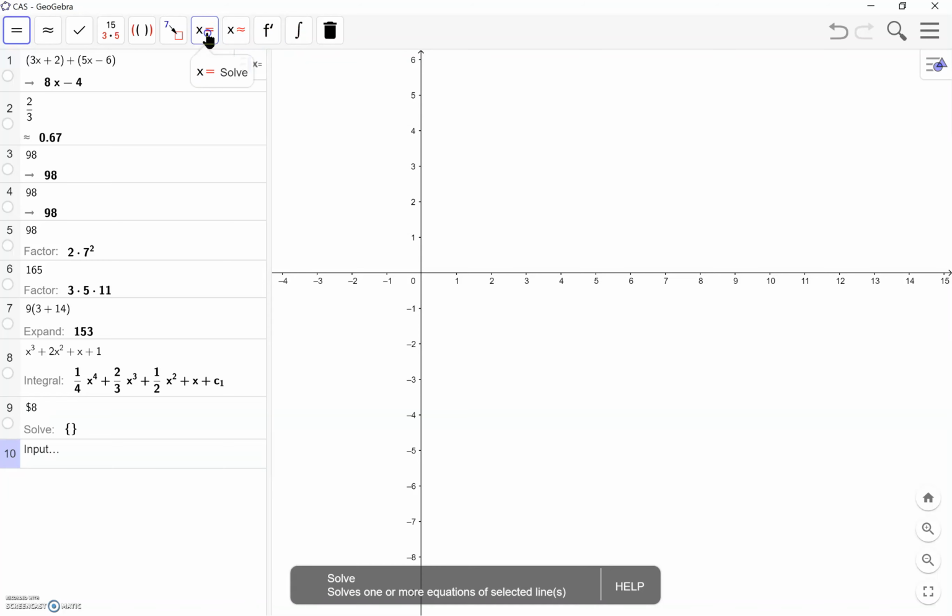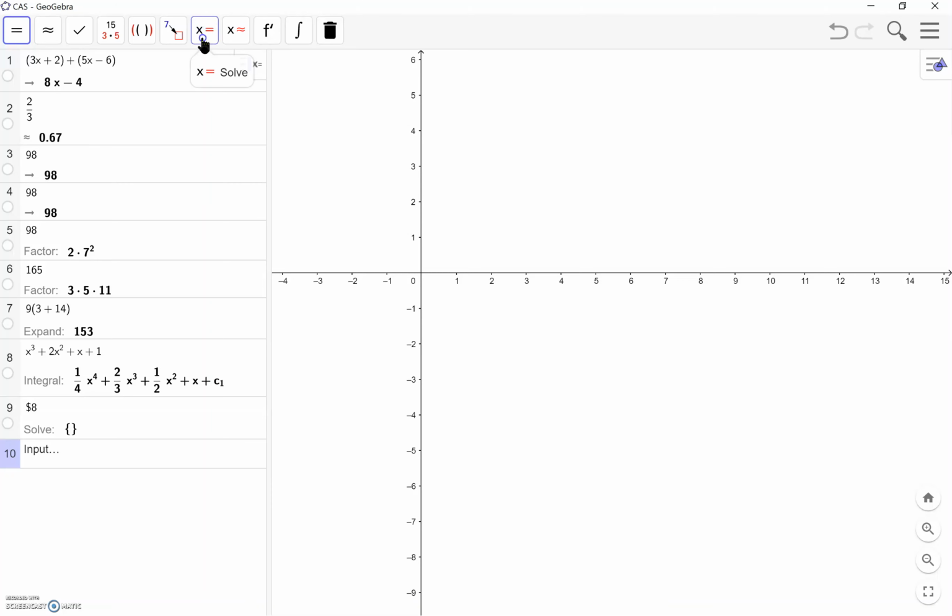Then the last thing we have will solve any equations that you have. So let's say I have 2y plus x equals 3. I can click this here and it's going to solve it for x. Anytime I have an equation plugged in and I click it, it's automatically going to isolate that x and solve it for me. Another nice thing about this is you can also use it as a graphing calculator tool.